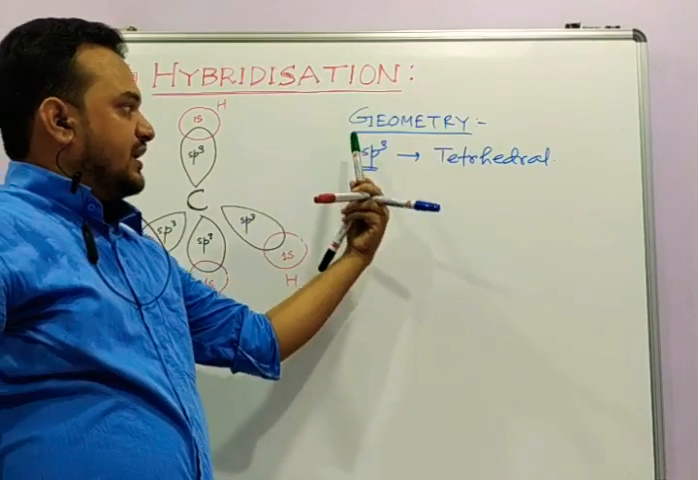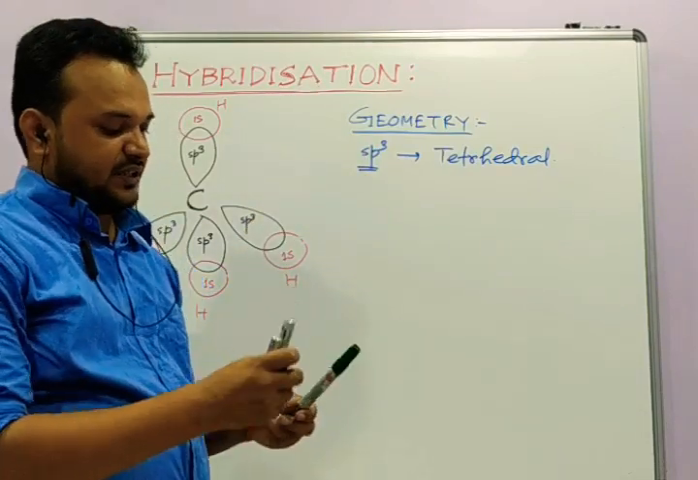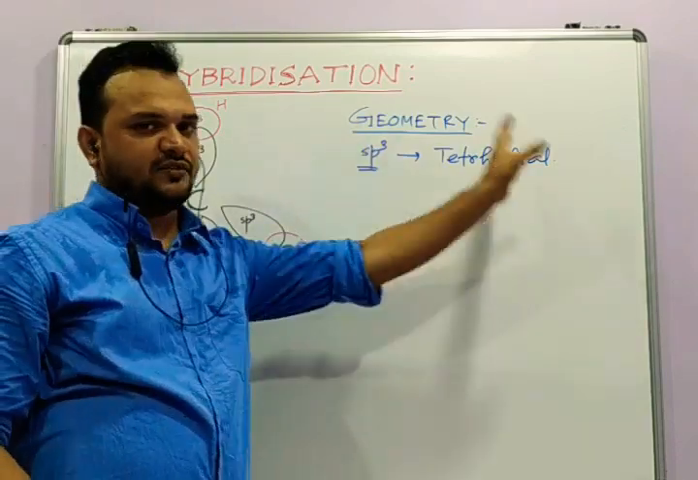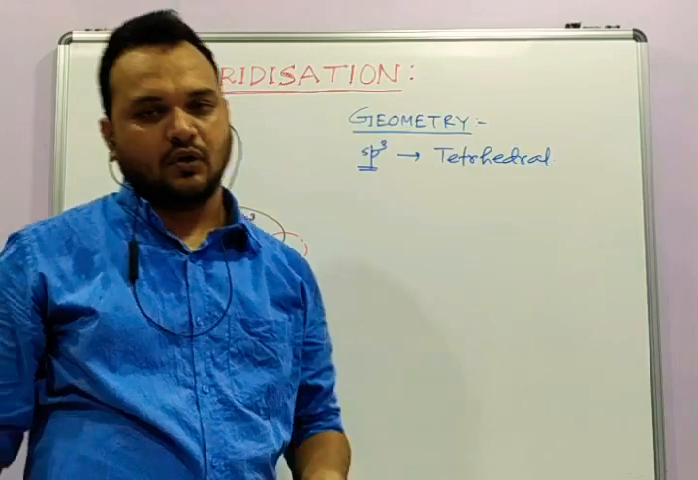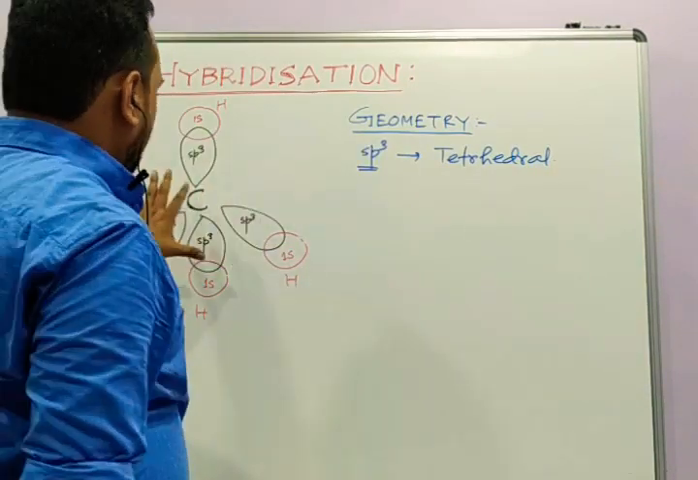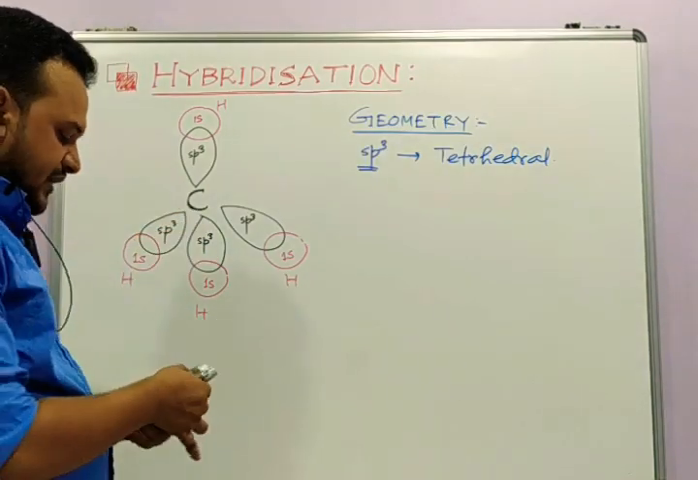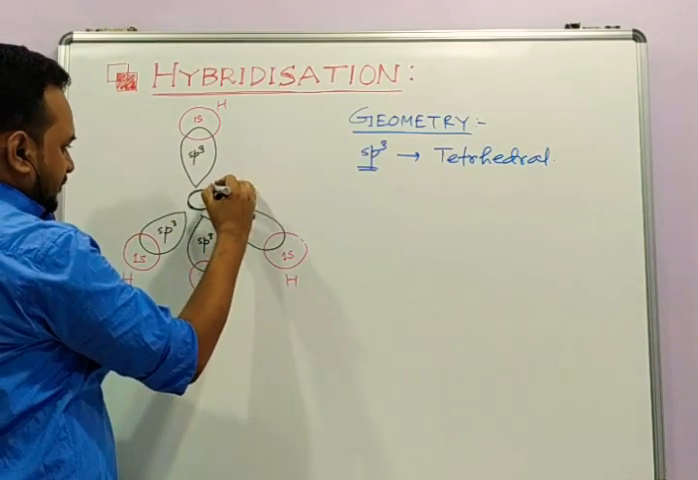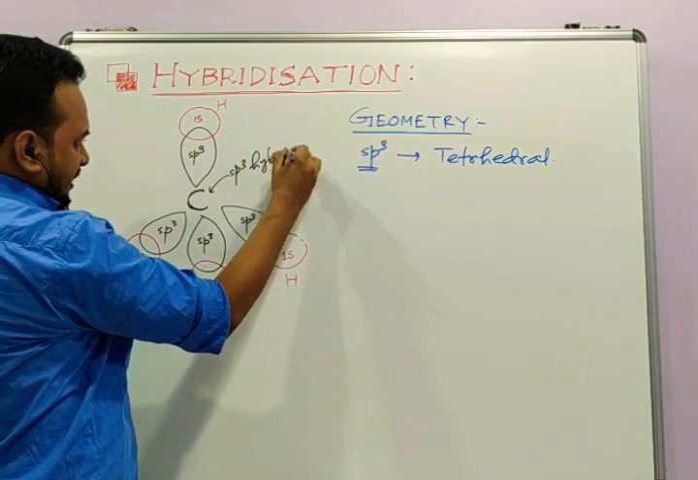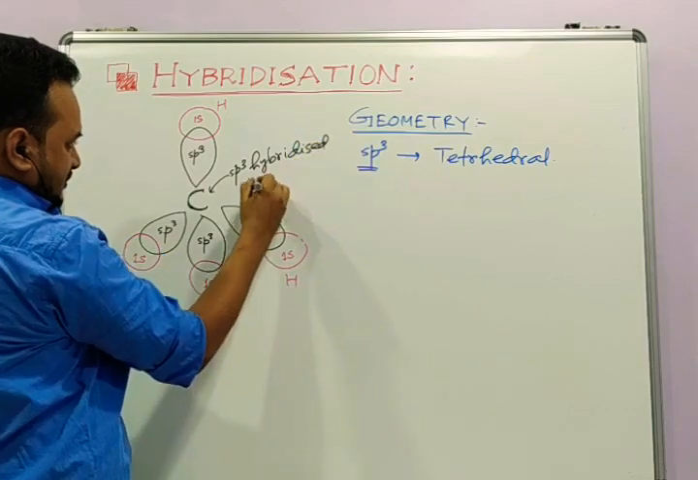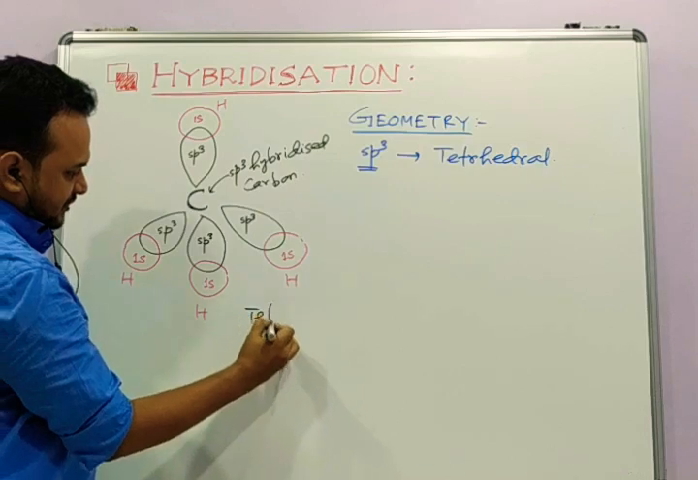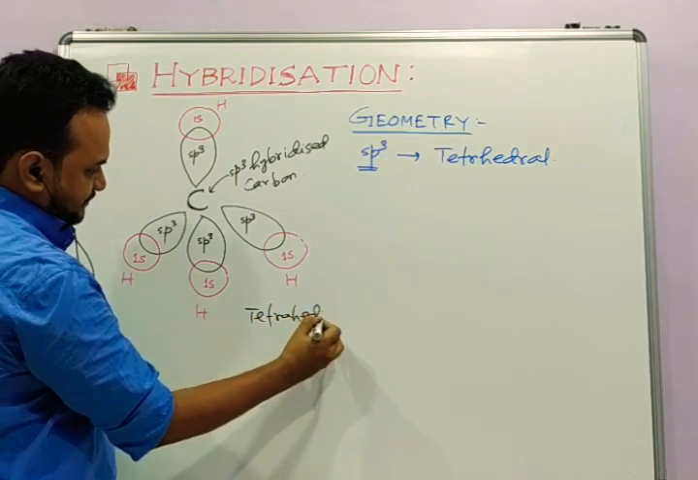So each and every hybridization is associated with a particular geometry, and from different hybridization, the geometry will also vary. So till now it is clear that in the methane molecule, carbon is an sp3 hybridized carbon, and the shape or geometry of the molecule is tetrahedral.